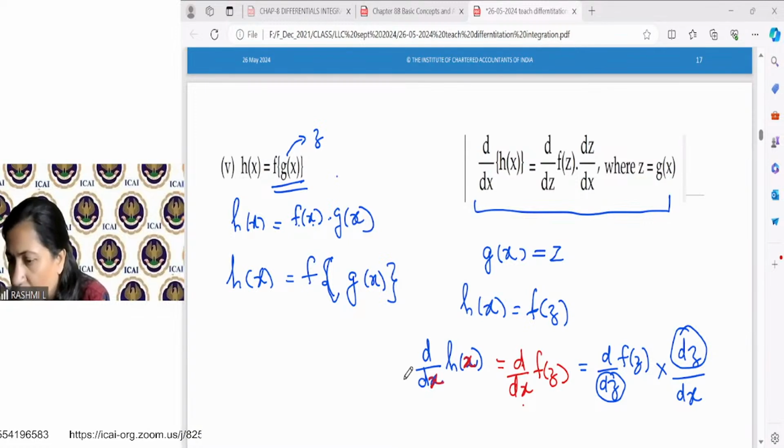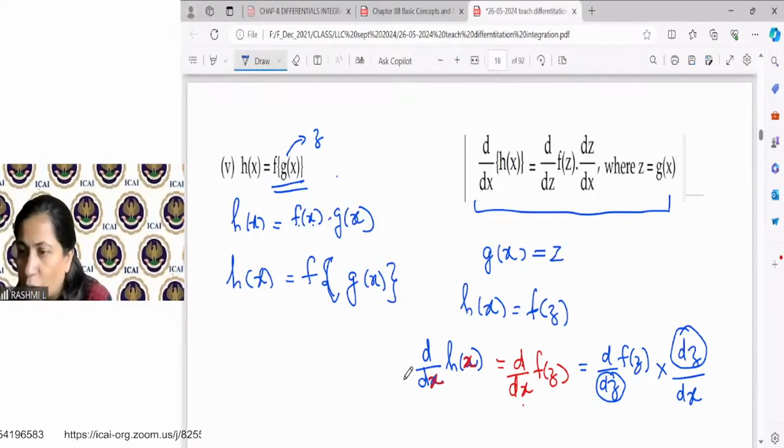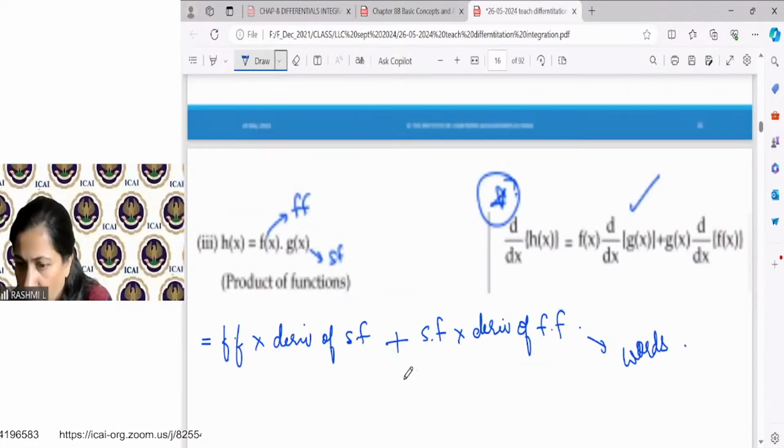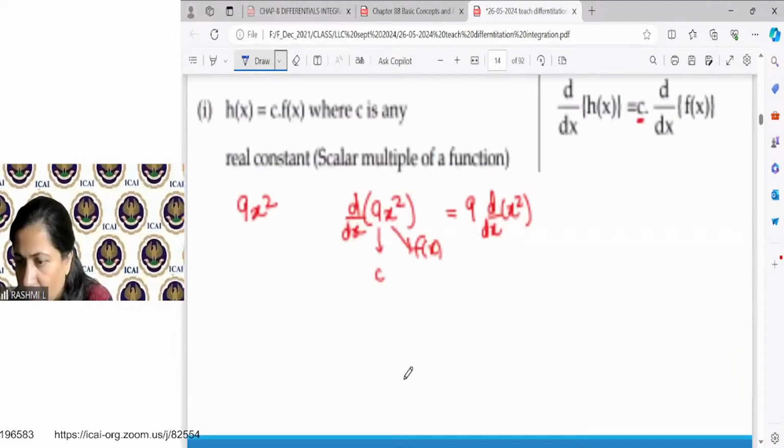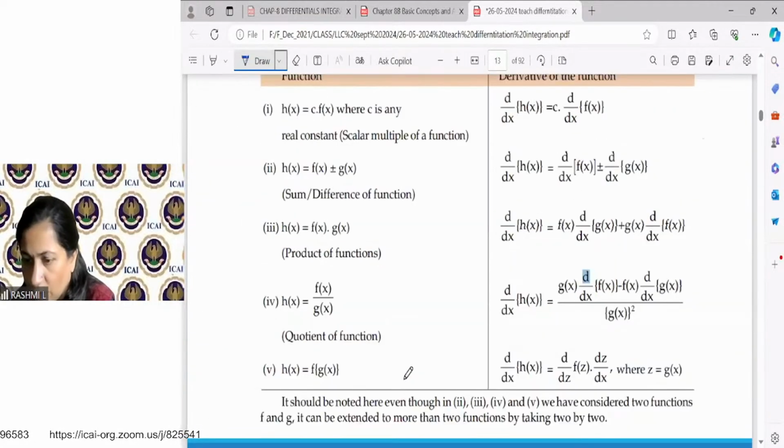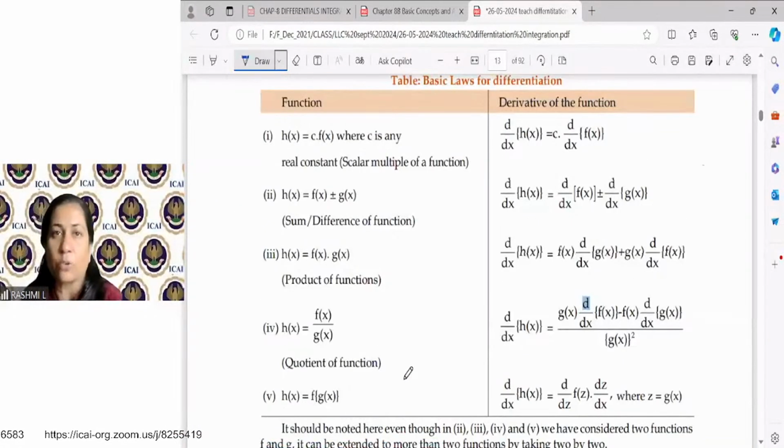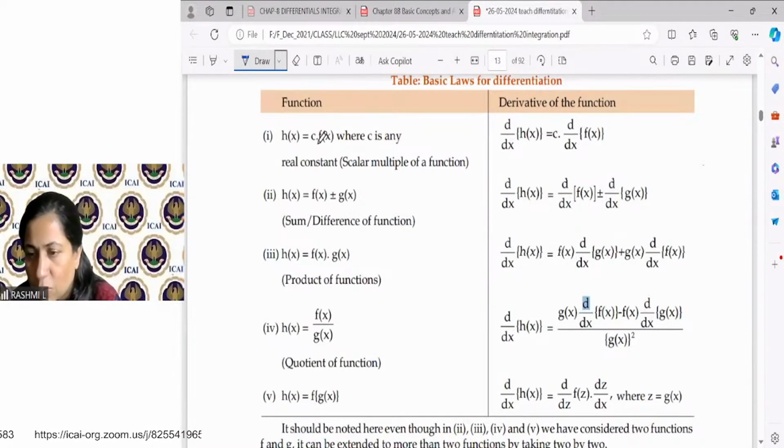So these are the basic rules that you should know about. It's there in your book, but instead of just reading through it, I will explain it. So h(x) is equal to c of f(x), so my function is multiplied by a scalar, a scalar multiple of a function. Then d by dx of h(x) is equal to c d by dx of f(x). So the c comes out of the derivative.